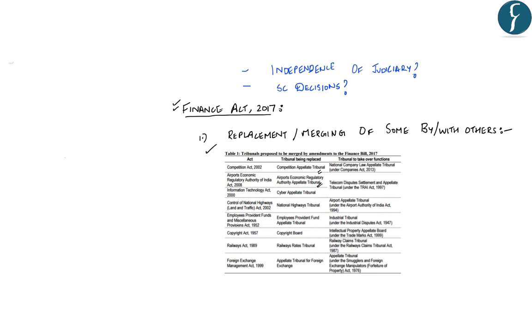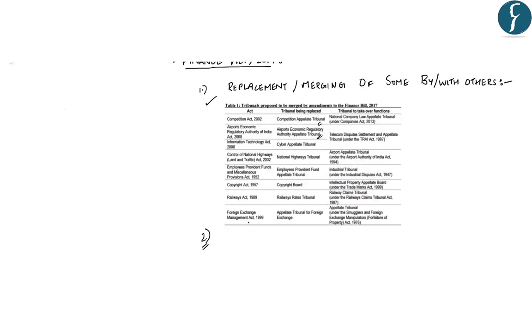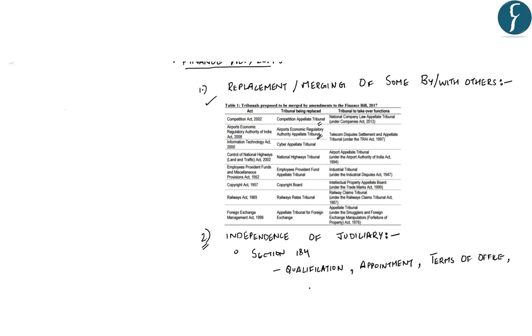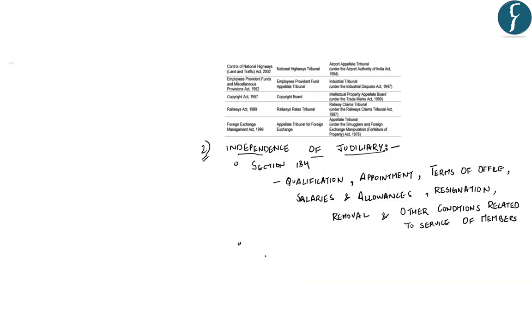The second issue, and the more important one, which has been questioned by this article also, is that it affects independence of judiciary. Now, this act through Section 184 allows the government, that is the executive, to make rules for qualification, appointment, terms of office, salaries and allowances, resignation, removal, and other conditions related to service of members. Also, the act provides for common terms of office not exceeding 5 years, and a common age of retirement for all the tribunals has been fixed.